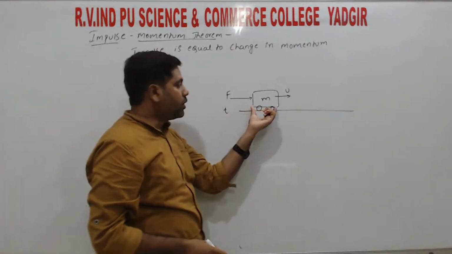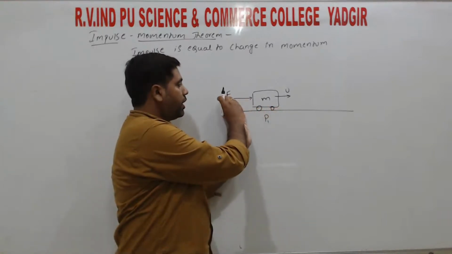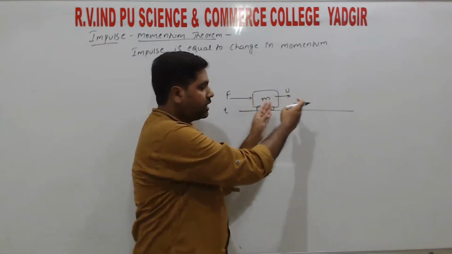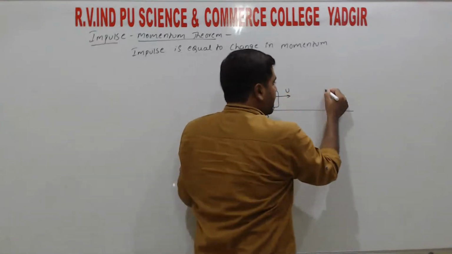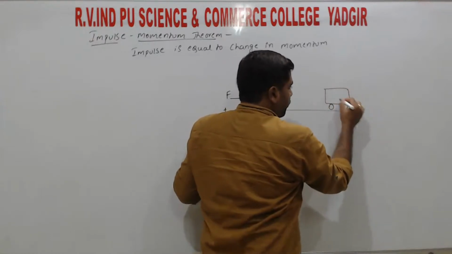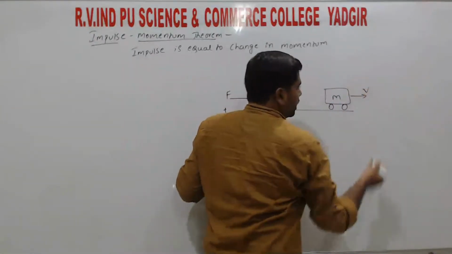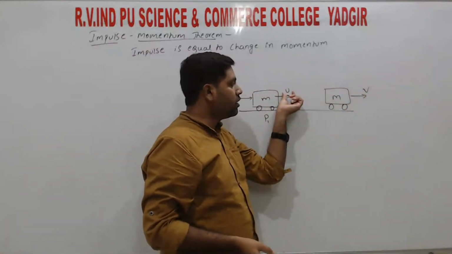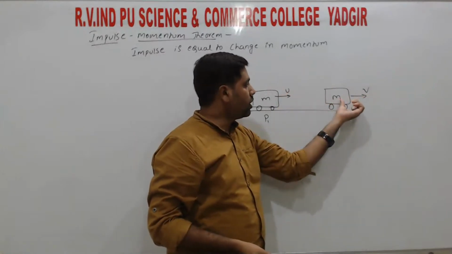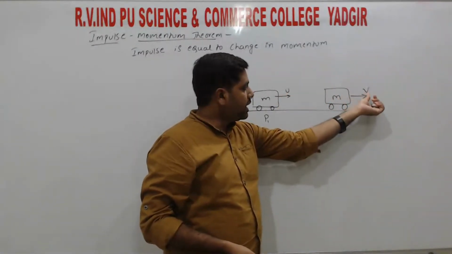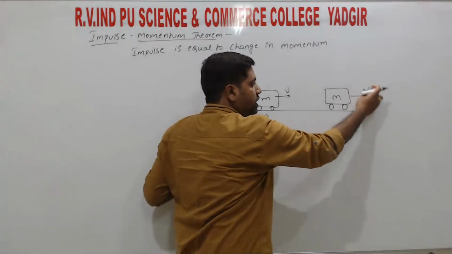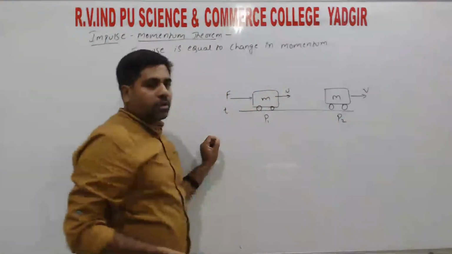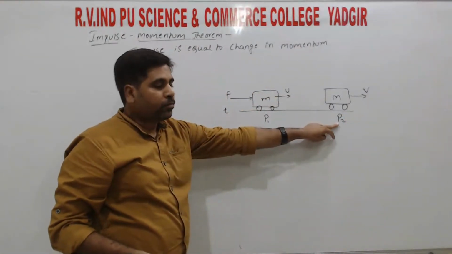Next, what happens to this moving object when we apply the force? While moving, it changes its velocity. It gains some velocity and starts to move with a different velocity, which we take as v. So the velocity changes from u to v. Again the object has mass and a velocity different from the initial velocity, so it has a momentum, which we note as p.